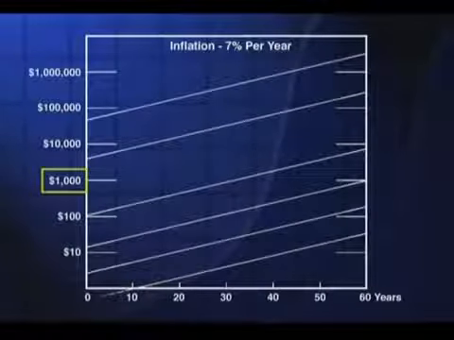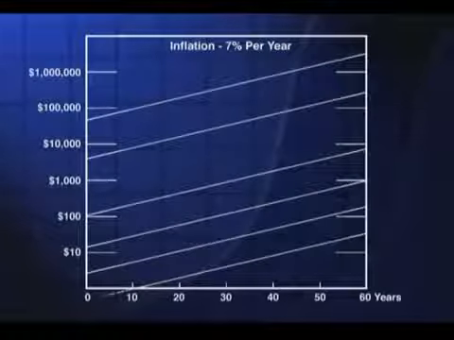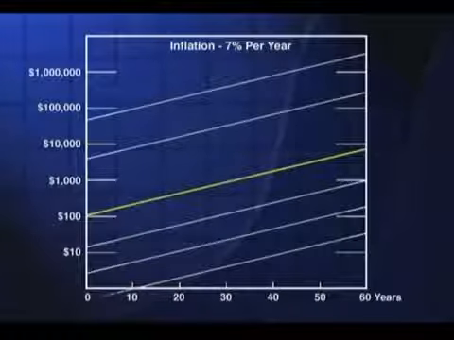So you go from 1,000 to 10,000 to 100,000. And the reason you use this special paper is that on this paper, a straight line represents steady growth. We worked a lot of examples.